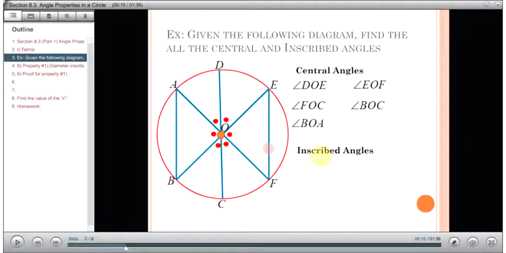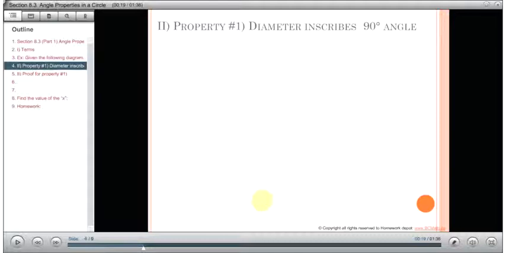Alright, what about inscribed angles? Those are ones on the outside, there, and there. So you could have an inscribed angle here. This would be called angle BAF. Another one right there would be angle FEB. Again, any order, you could also call it BEF as well. And then here, ABE, and one in the corner here, which would be AFE. So, central versus inscribed angles.